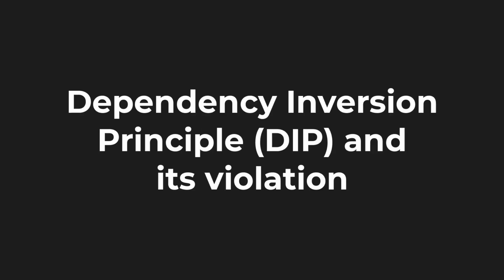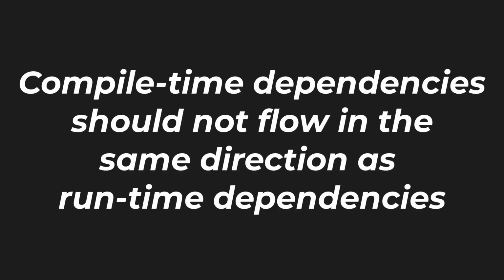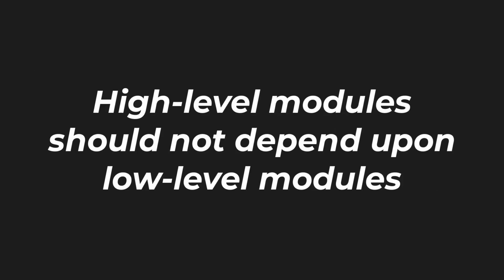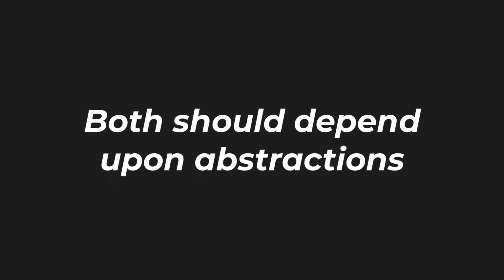In this video, we're going to talk about the dependency inversion principle and see specifically how the principle is violated in our code. The dependency inversion principle states that compile time dependencies should not flow in the same direction as runtime dependencies, or high-level modules should not depend upon low-level modules, both should depend upon abstractions.